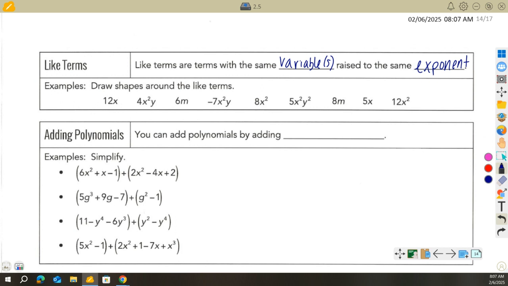So let's start with 12x. I'm going to circle it, and I'm looking for a term that also has an x with the exponent of 1. And I see 5x right here has that like term. And then I see 4x squared y. So then I'm looking for another term that has an x squared and a y. And I see one other, and that would be right here. So go ahead and find the other like terms as well.